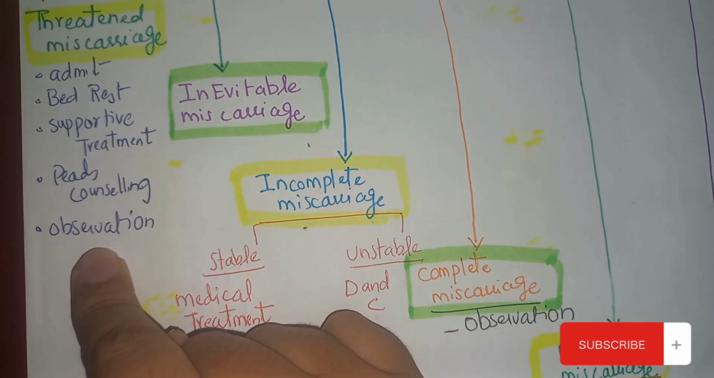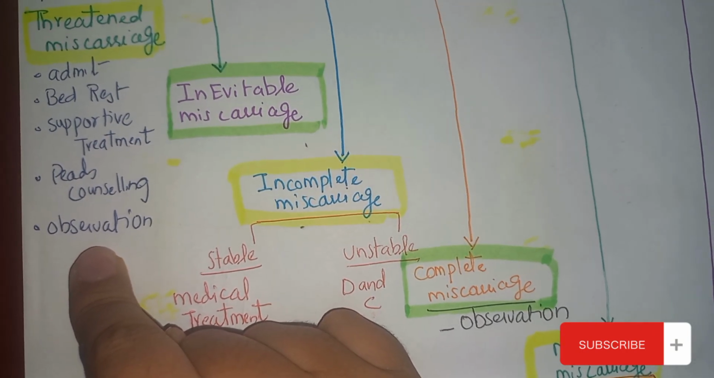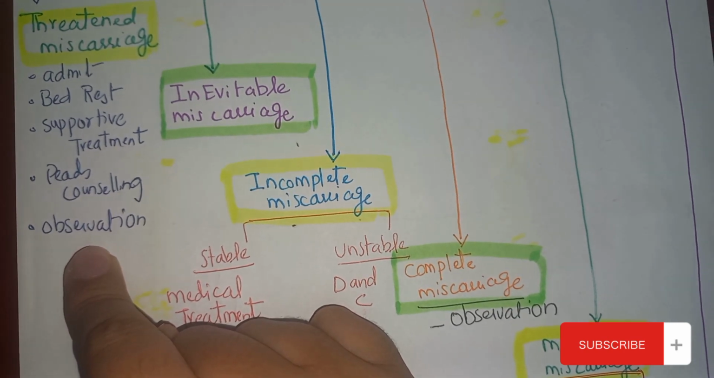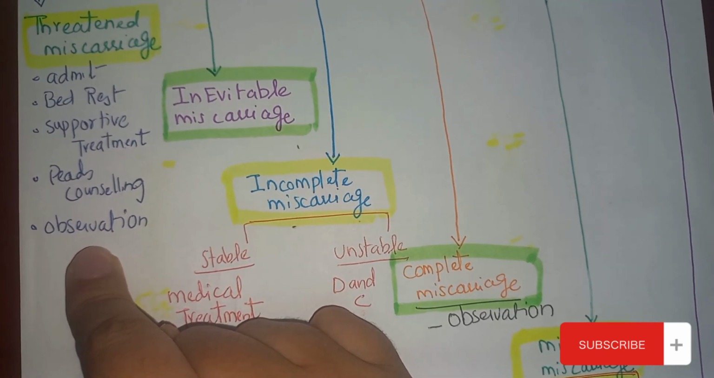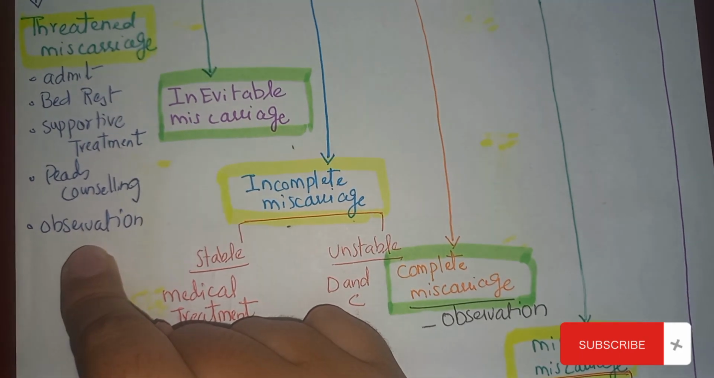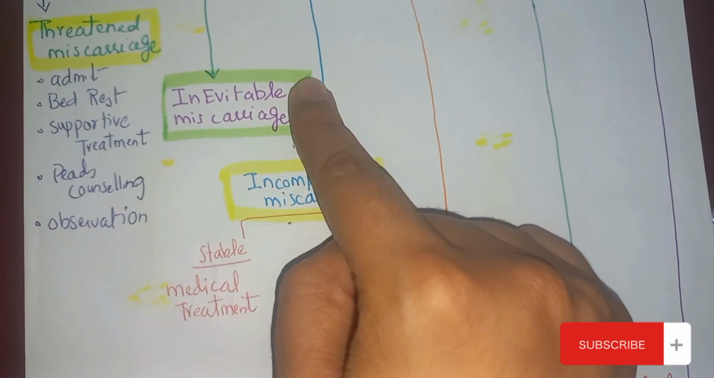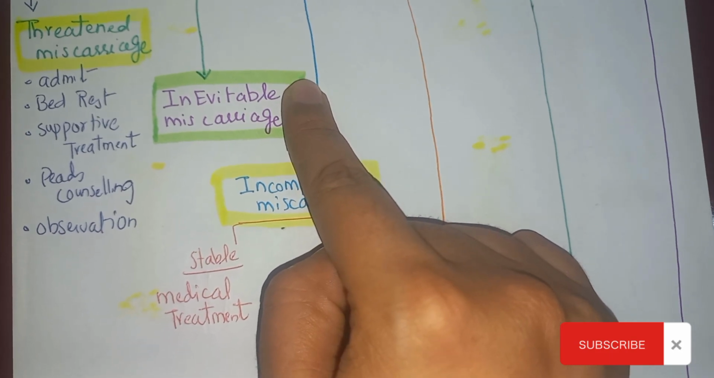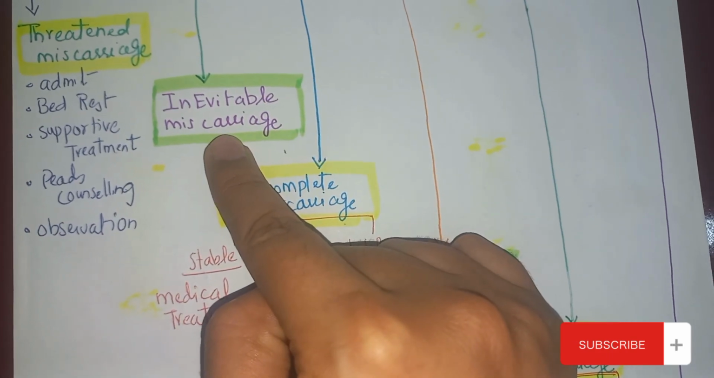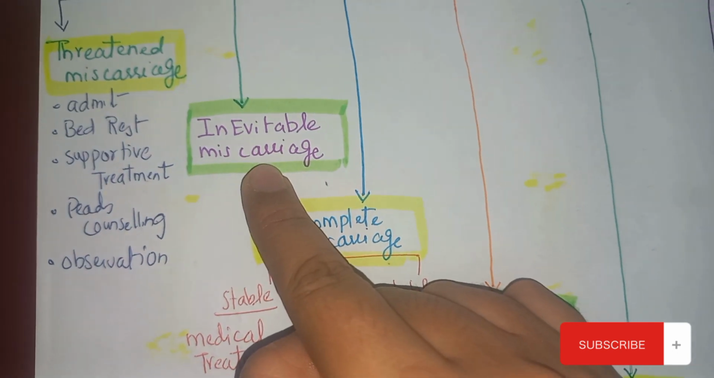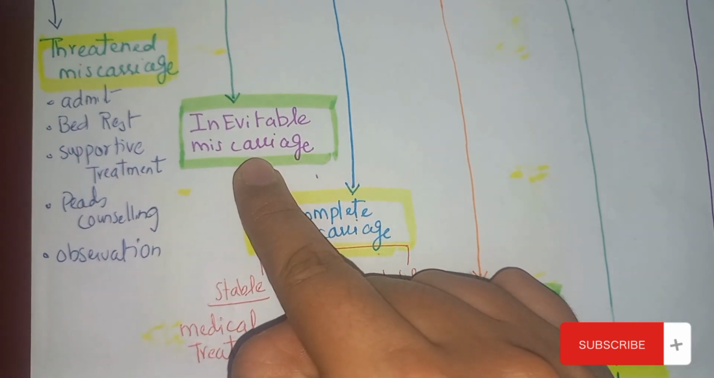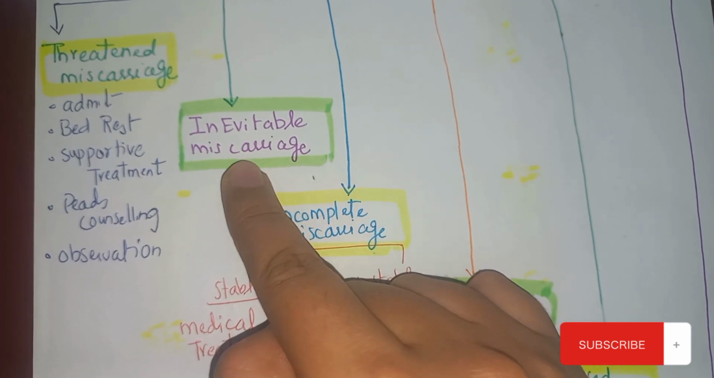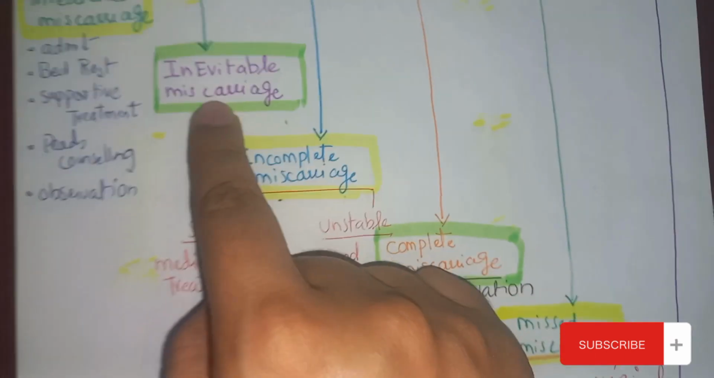And if the bleeding stops, or if the patient remains bleeding for 24 hours, you can discharge this patient with follow-up if there is any further episode of bleeding. Inevitable miscarriage has the same treatment, but in this case, as the cervical os is open, the pregnancy is unable to continue, so you have to counsel this patient that this pregnancy is at risk. So this is inevitable miscarriage and threatened miscarriage.